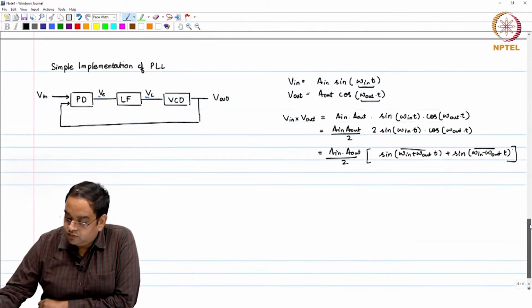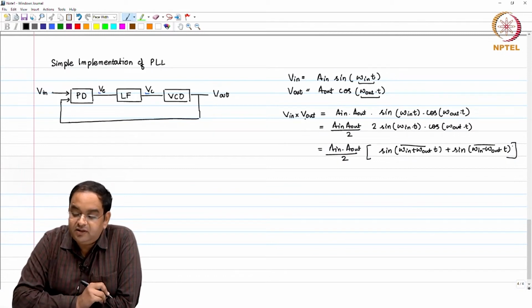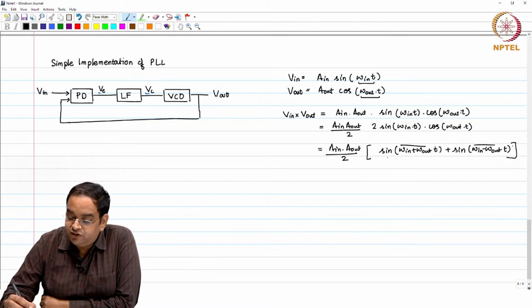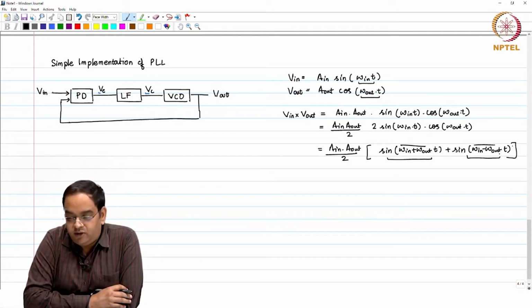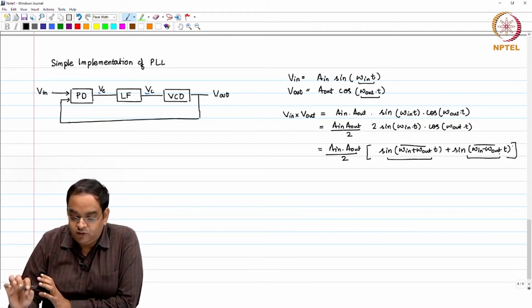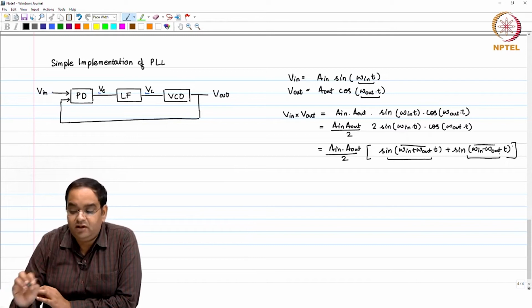So, the V in V out, if you multiply it, you get these particular terms. Here you see there are two terms, one is omega in plus omega out and another is omega in minus omega out. So far, we are just able to do addition and subtraction in phase with phase variables. We have not done anything more than that.